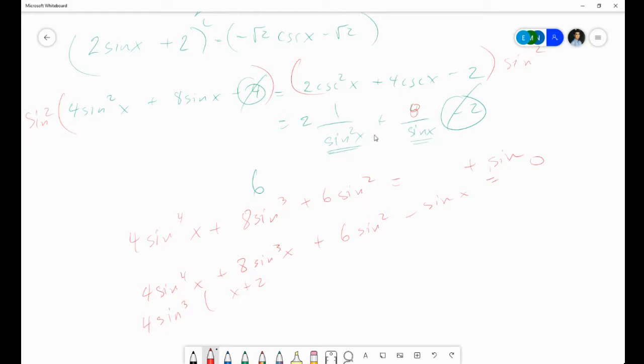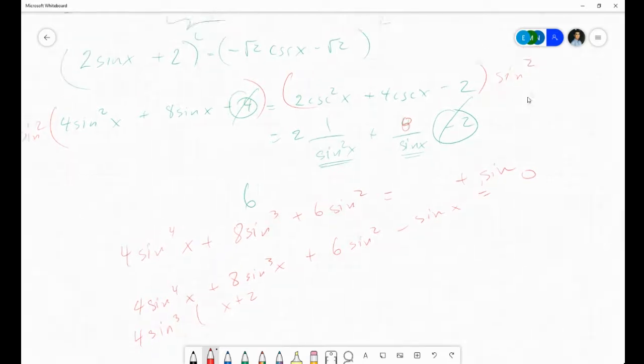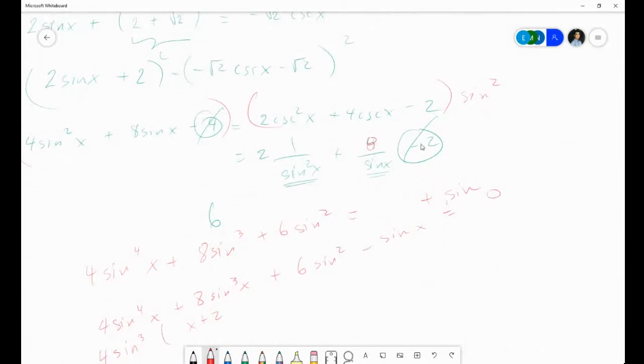Oh, no, the 2 should still be there because I should have skipped this step right here. Because this times this cancel the sine out and leave the 2. This is still a 4. This times this gives me a 4 sine. Yeah, so this would be 4 sine.